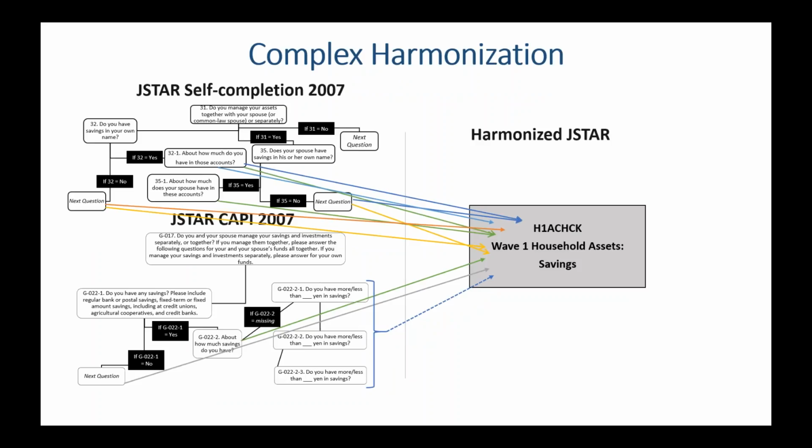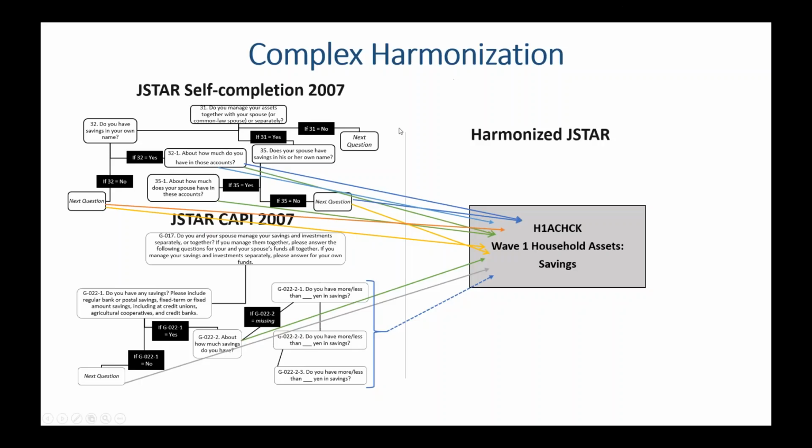And this is for the harmonized JSTAR. This is to create a household asset savings variable. So if you want to know the value of savings accounts or checking accounts in Japan, you can see there's a complex set of skip patterns which are dependent on whether you answered their self-completion survey. JSTAR uses first a self-completion survey, which is mailed to the respondent, and then an interviewer comes to your house later, and based on how you answered the self-completion survey, determines how you're asked the regular survey.